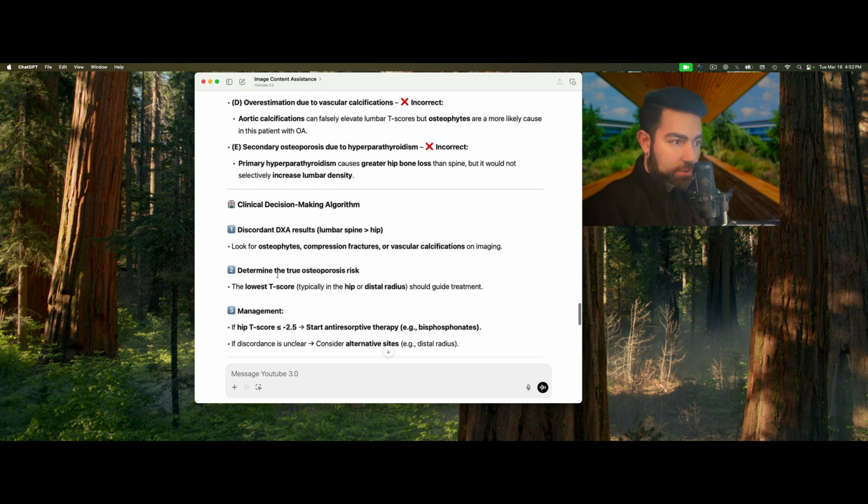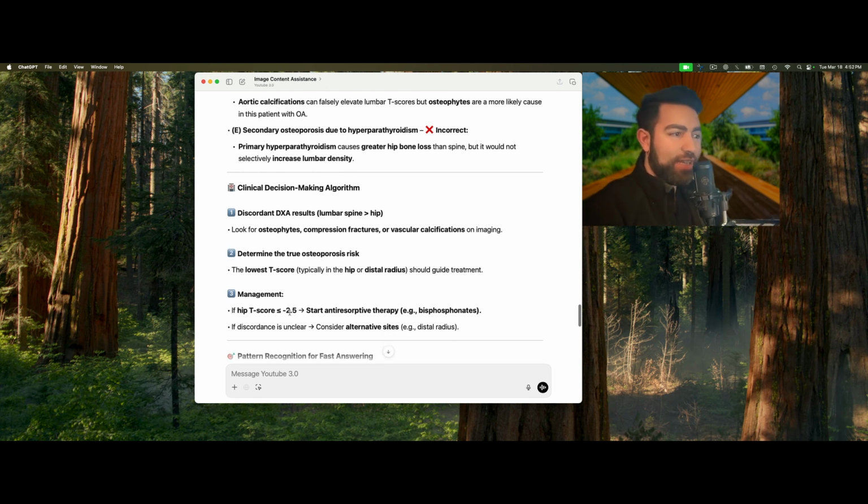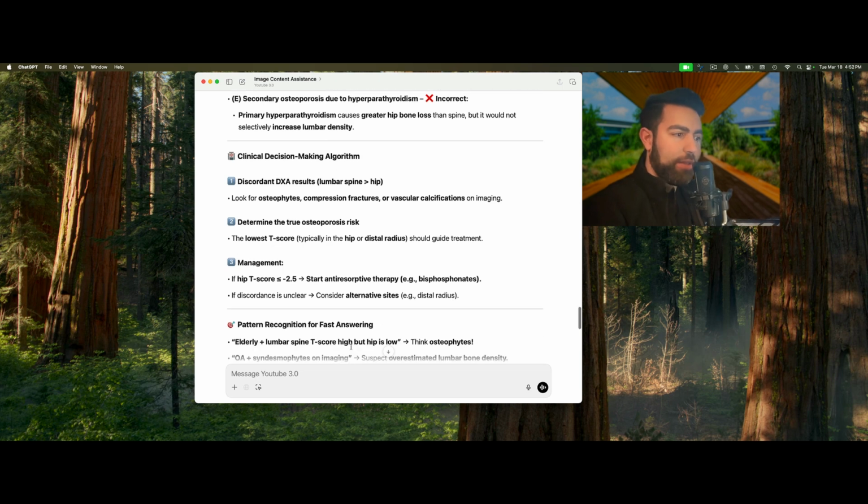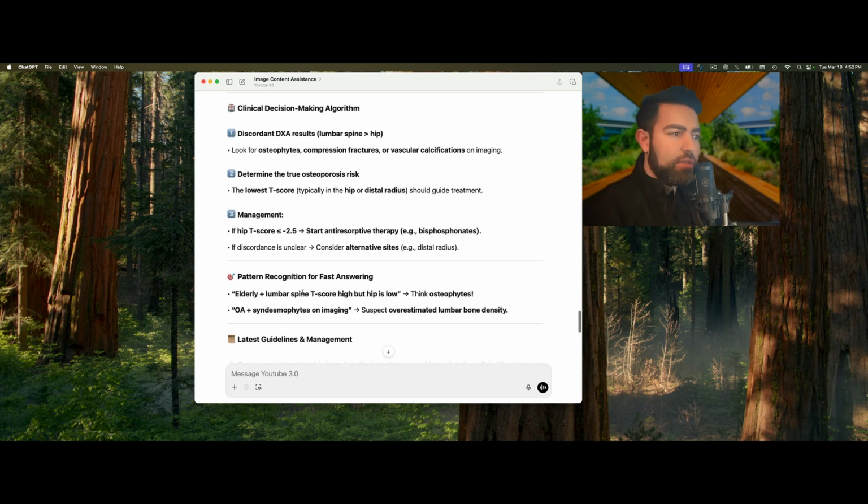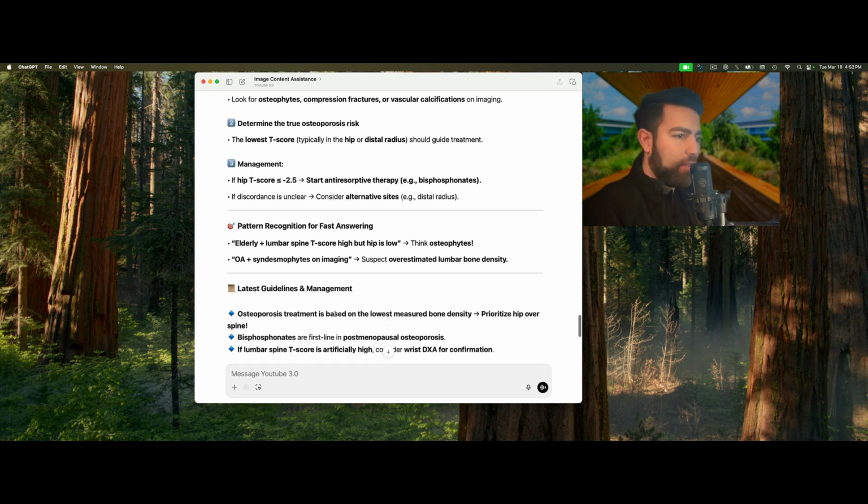The lowest T-score, which is typically in the hip or the distal radius, should guide your treatment. If a hip T-score is less than negative 2.5, you have to start anti-resorptive therapy like bisphosphonates. And if the discordance is unclear, we can consider checking alternative sites such as the distal radius. So always remember, if you have an elderly patient with a lumbar spine T-score that is high but the hip that is low, think about the osteophytes. And again, OA plus syndesmophytes on imaging, suspect overestimated lumbar bone density.